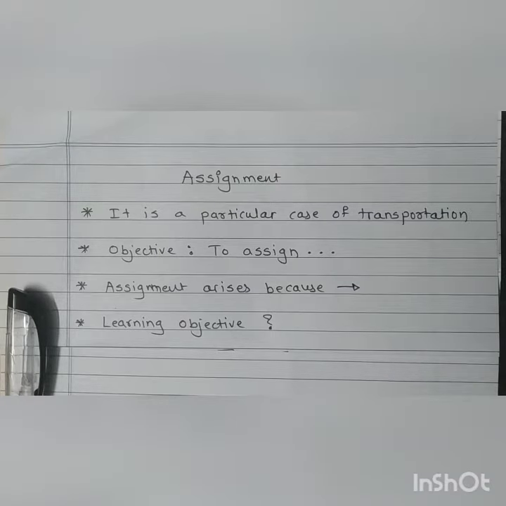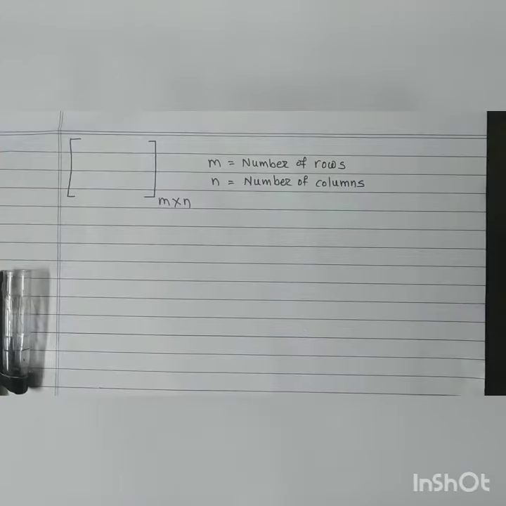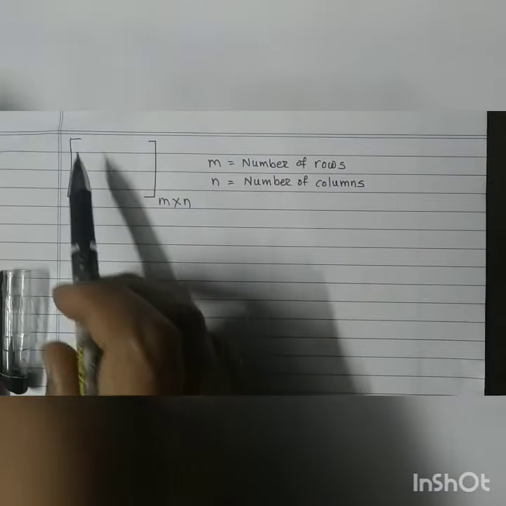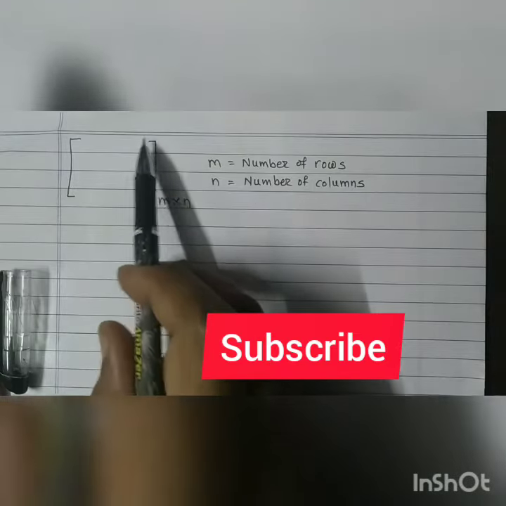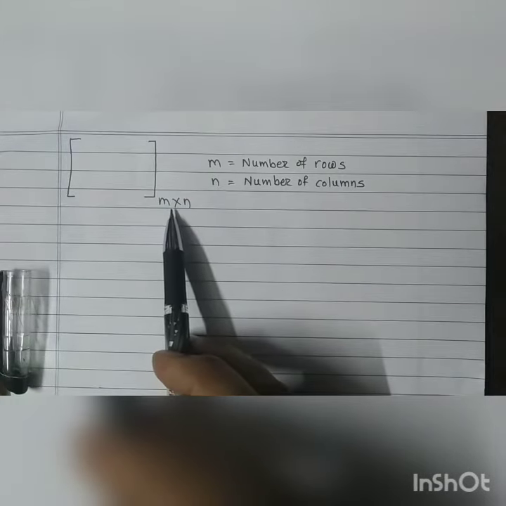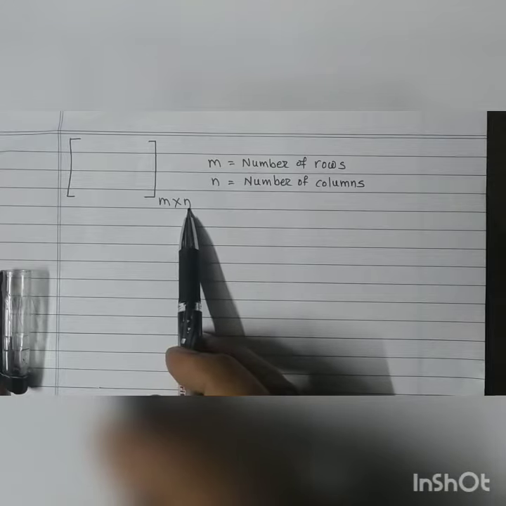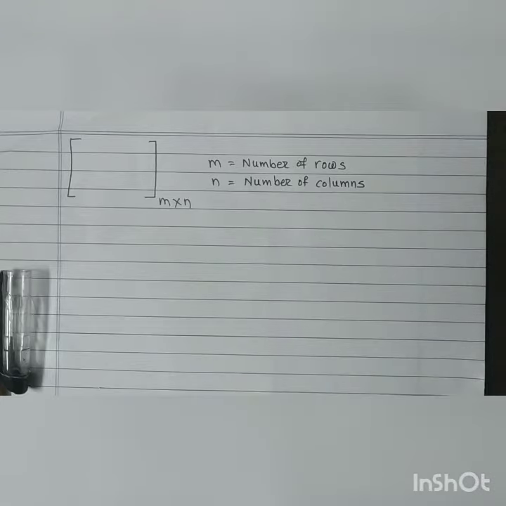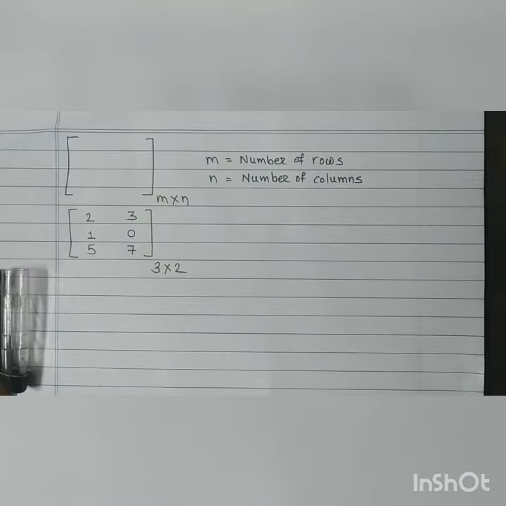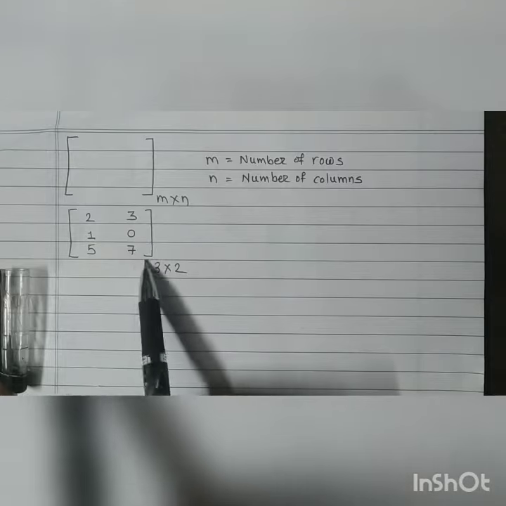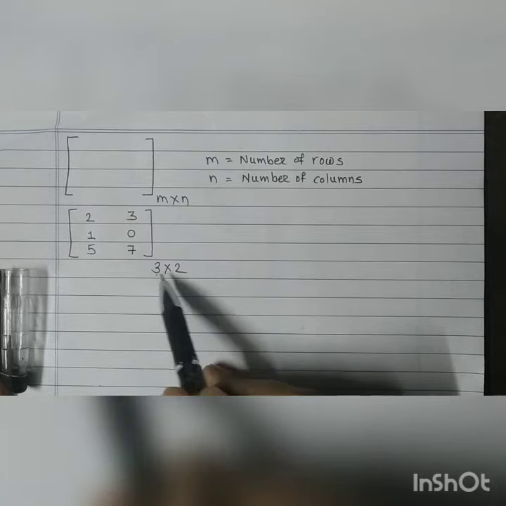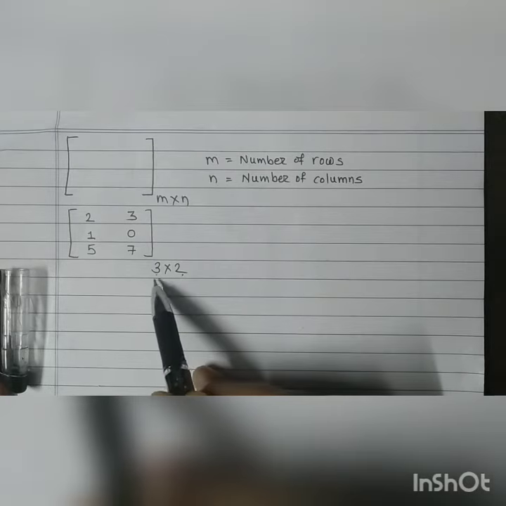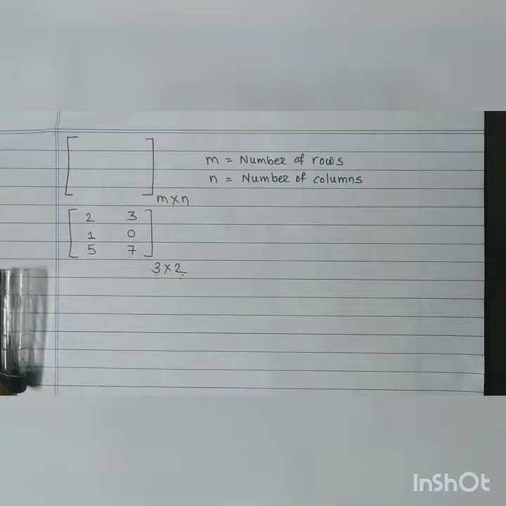First of all, we will start with the basics of matrix. This is how we denote a matrix: opening square bracket and closing square bracket, and below the square bracket we write m by n, where m is the number of rows and n is the number of columns. Consider one example. There are 3 rows and 2 columns. So this is a 3 by 2 matrix, and these are the elements in the matrix.